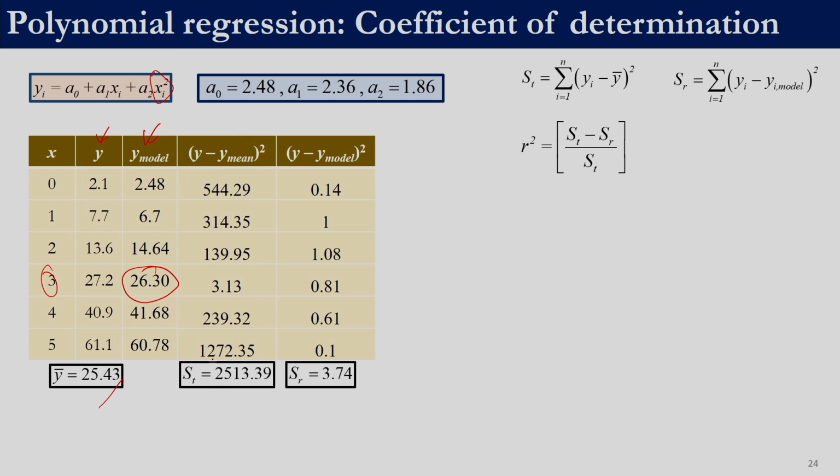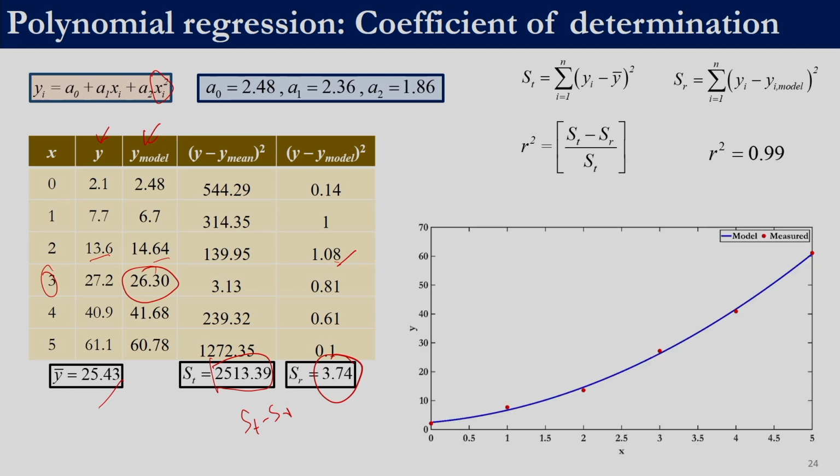That works out to be 2513.39. Similarly, y minus y model, for example 13.6 minus 14.64, the whole square would be 1.08, and the summation would be 3.74. From here itself we can see that ST minus SR is significant. So, the model coefficients which we determined are actually better than considering the mean itself as the model. R square in this case should turn out to be very good. If we plug these values into the expression ST minus SR by ST, we get an R square of 0.99.